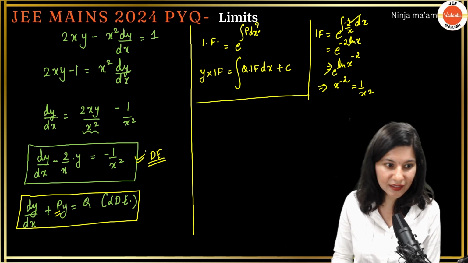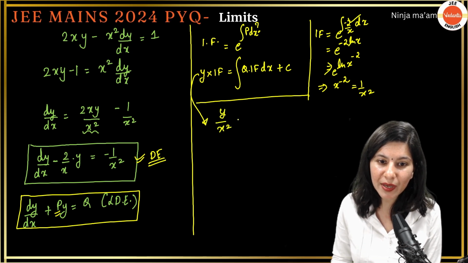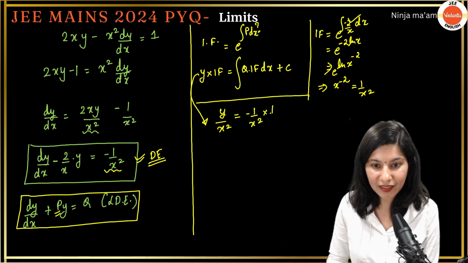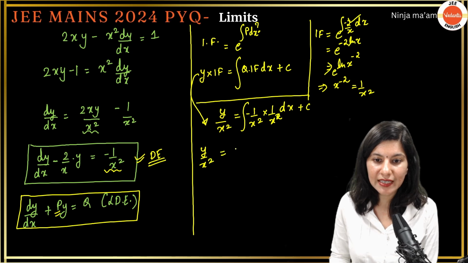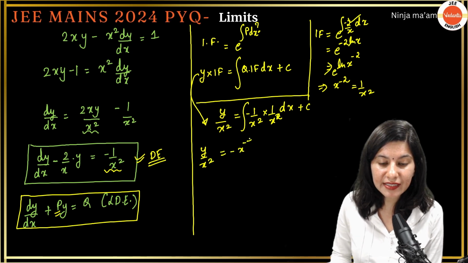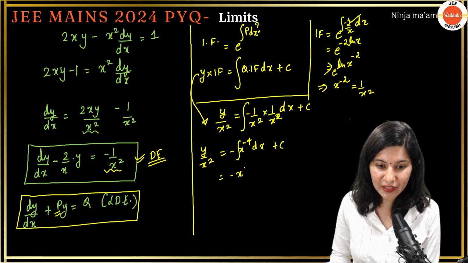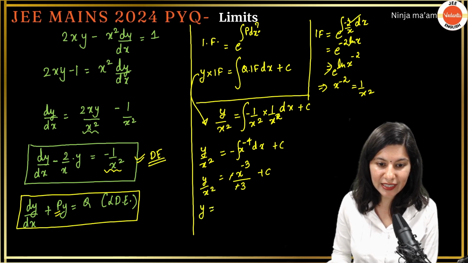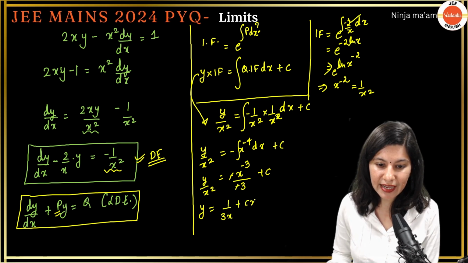Now let us solve this equation. How do you solve? You just have to put the value of the integrating factor in this equation. So y upon x square is equal to integral of q times the integrating factor dx plus c. What is q? This is your q: minus 1 upon x square. So you have to integrate this. So y upon x square equals integral of minus x raised to power minus 4 dx plus c. So this is minus 4 plus 1, so minus of x raised to power minus 3 upon minus 3 plus c. Let us rearrange it, right? So y equals, if I multiply x square on the right hand side, 1 upon 3x plus cx square.